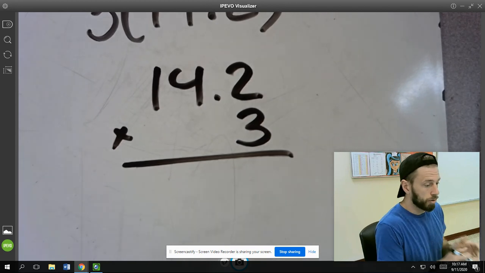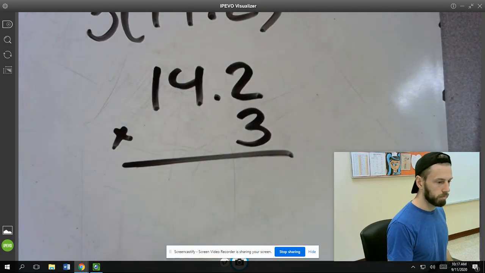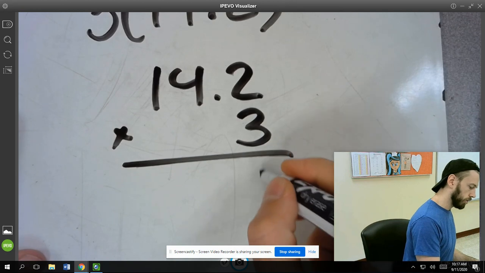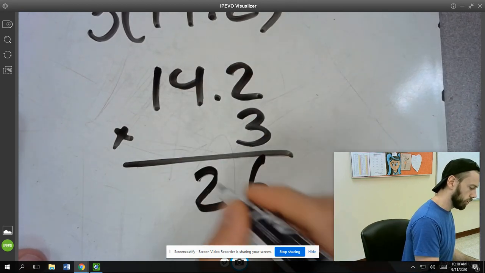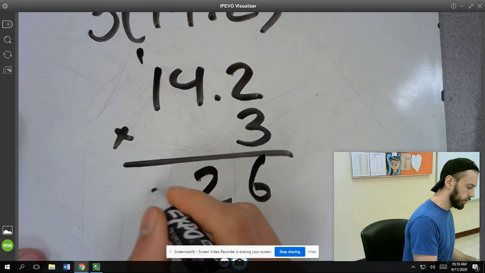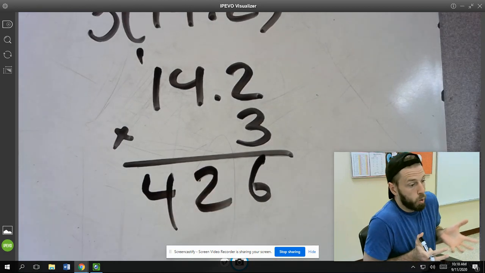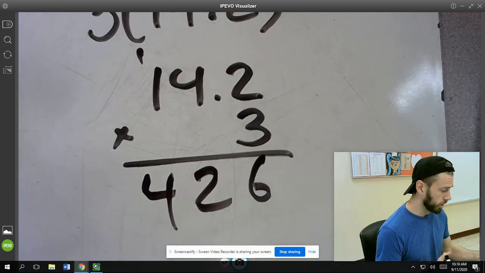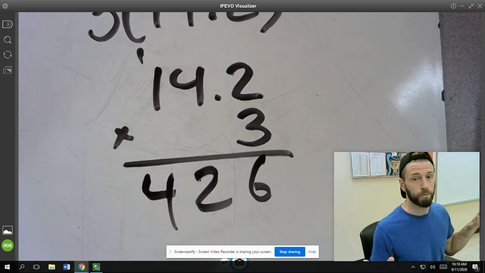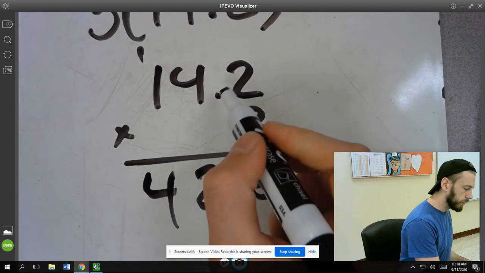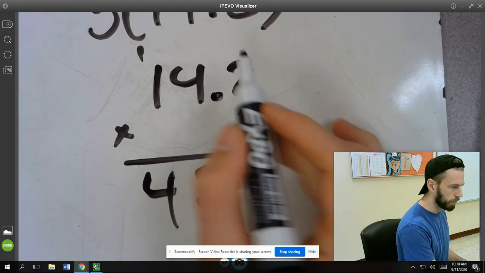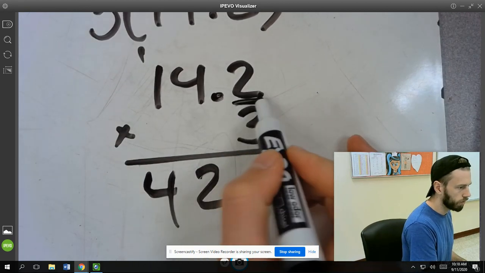Right? Now I'm going to go through and multiply the 3 times every place up here, just like I would normally with multiplication. 3 times 2 is 6, 3 times 4 is 12, and 3 times 1 is 3, plus 1 is 4. So I get 426, which again, not reasonable because 14 times 3 should not give me 400 something. So I look and see how many places to the right of the decimal I have in the problem. I only have 1 over here.